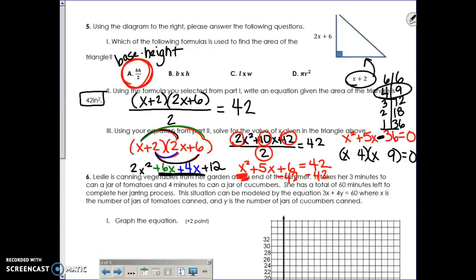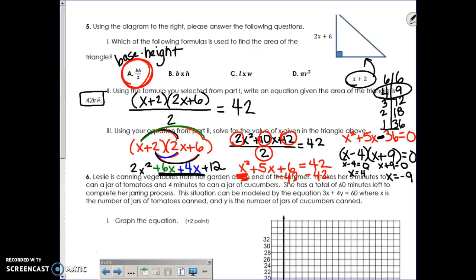Alright, now you got to figure out the signs that go with them. If you're trying to get a positive 5 and you're trying to multiply to get negative 36, you need different signs. So one positive, one negative, and I need the 9 to be positive so that I end up with positive 5 at the end. Now my answers, when I set x minus 4 equal to 0, I get that x equals positive 4. When I set x plus 9 equal to 0, I get that x actually equals negative 9.